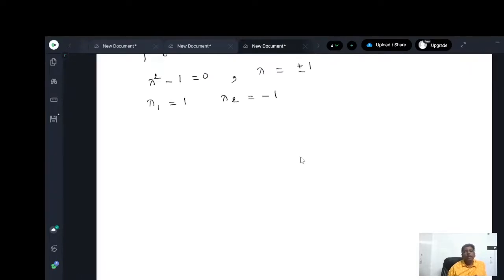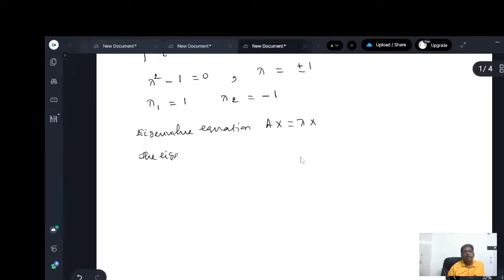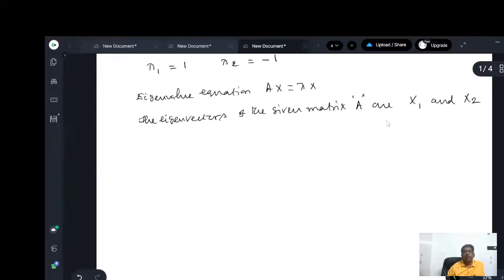To get the eigenvectors of the given matrix, you write the eigenvalue equation. A into x equal to lambda into x. This is our eigenvalue equation. In our case, we are having two eigenvalues, lambda 1 and lambda 2. So we can have two vectors, the eigenvectors of the given matrix A are capital X1 and capital X2. These are all the eigenvectors. Now we have to find out the values of X1 and X2.